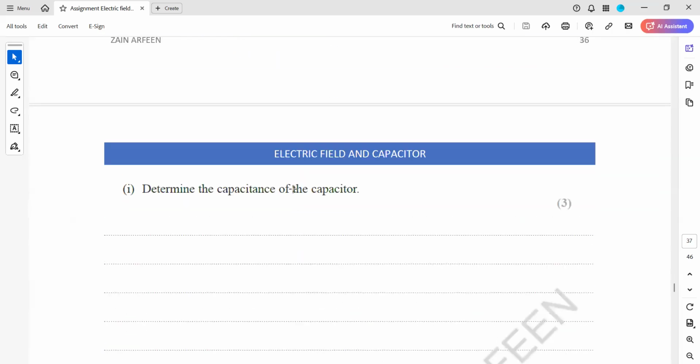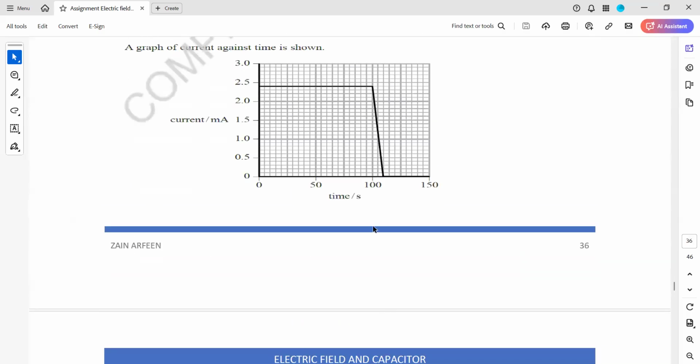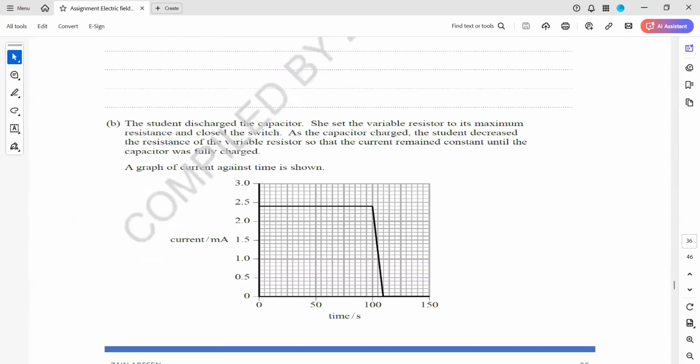So the question is to determine the capacitance of the capacitor. How can we determine the capacitance of this capacitor? We have the formula Q equals CV. And for the current and time graph, what does the area under the graph represent? The area under the graph represents the charge stored.